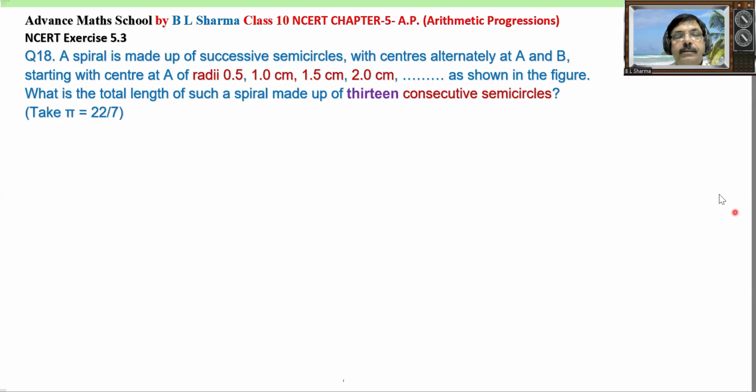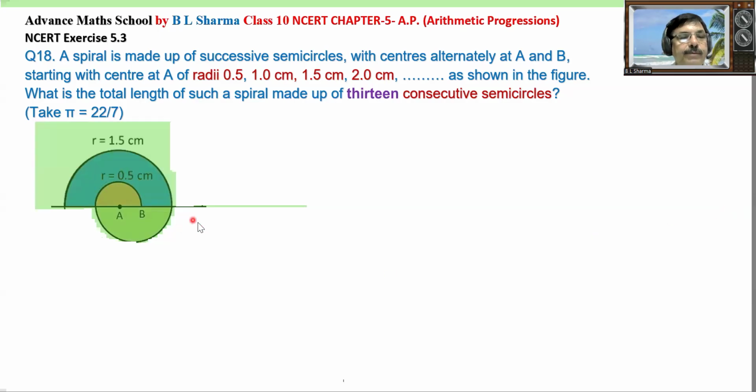देखिए ये हम स्पाइरल बनाते हैं. ये फर्स्ट semicircle, its radius is 0.5 centimeter. Then its radius is 1 centimeter, this radius. Then third, its radius is 1.5 centimeter. यहां से जो रेडियस होगा that is 1.5 centimeter. And then 2 centimeter and so on.